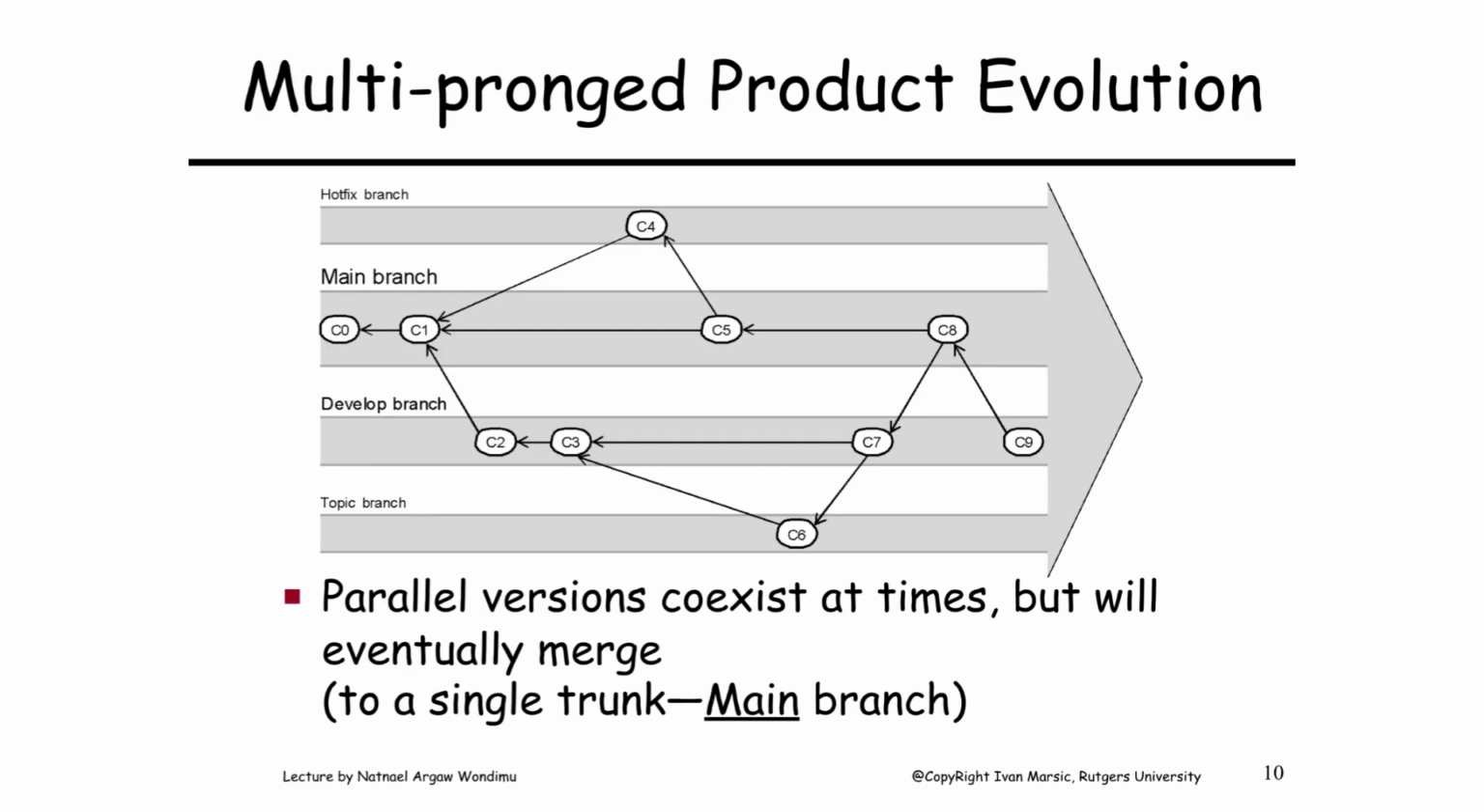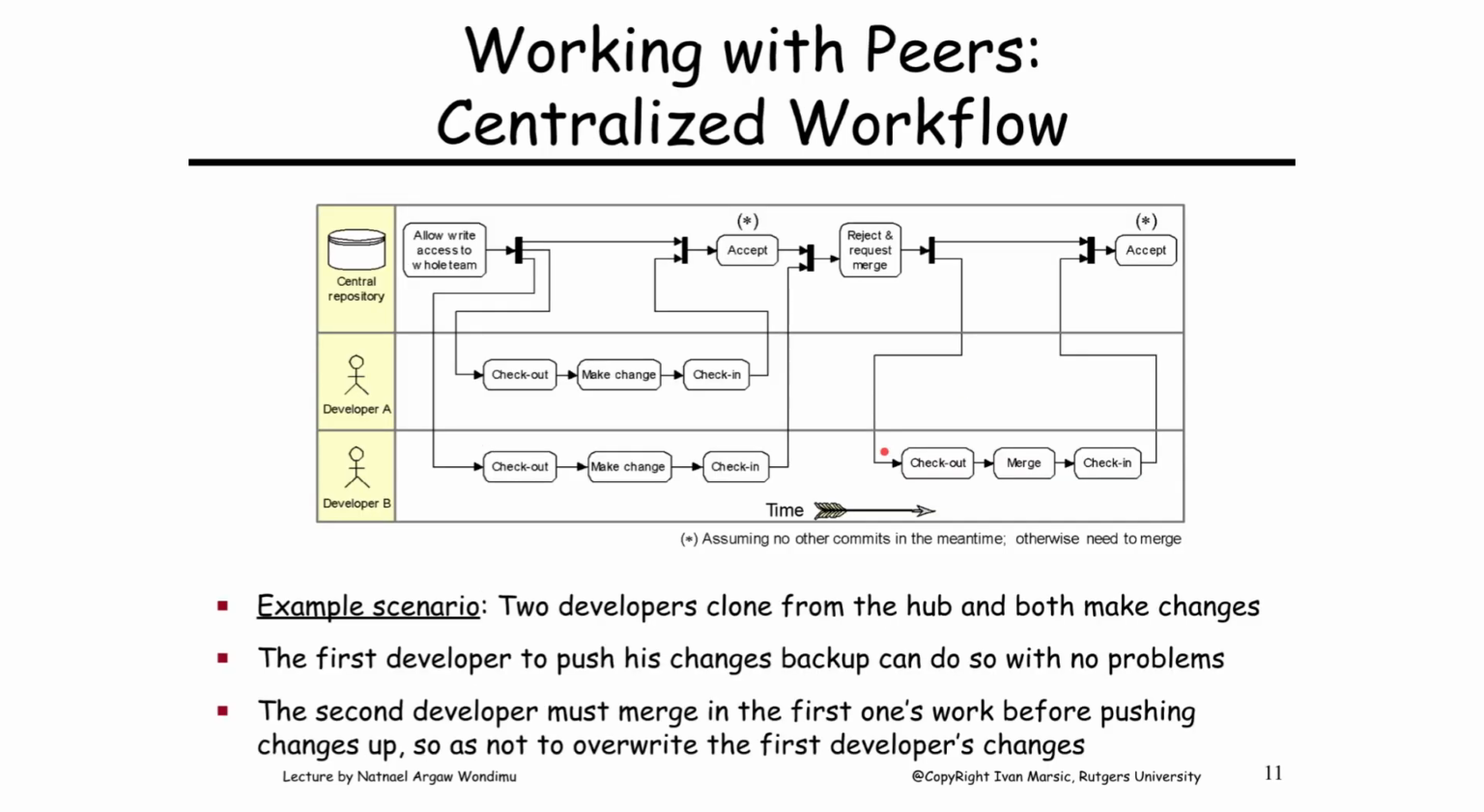The other scenario for using version control systems is multi-pronged product evolution, which is multiple branches eventually merging to a single node in the main line. So in this way, parallel versions coexist at times, but will eventually merge as we already said. So if you can see here, for instance, C4 is forked from here, C1. We do have C2, we have C3. From C3, we have forked C7 and C6, but all eventually merge to the main trunk, or the main line. This is one scenario.